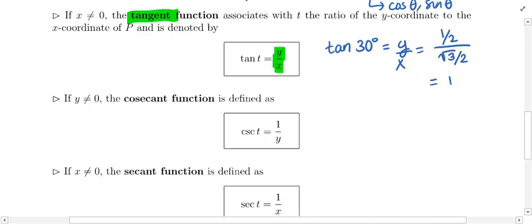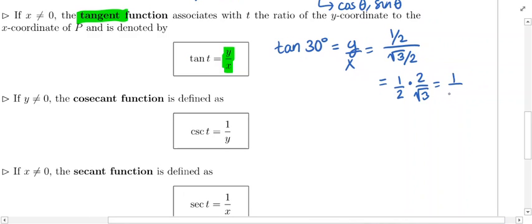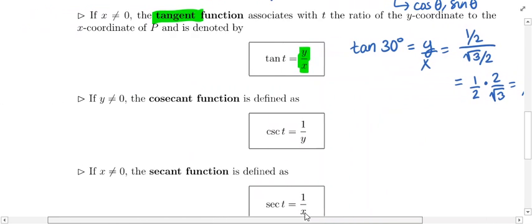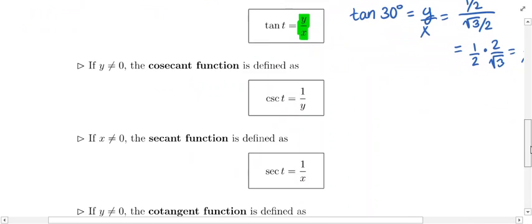When you divide these, leave the top fraction alone, change division to multiplication, and flip the bottom fraction. The 2's will cancel. You multiply across the top and across the bottom. Then you need to rationalize your denominator, so multiply top and bottom by the square root of 3. And so the tangent of 30 degrees is the square root of 3 over 3. All right, moving on to cosecant.